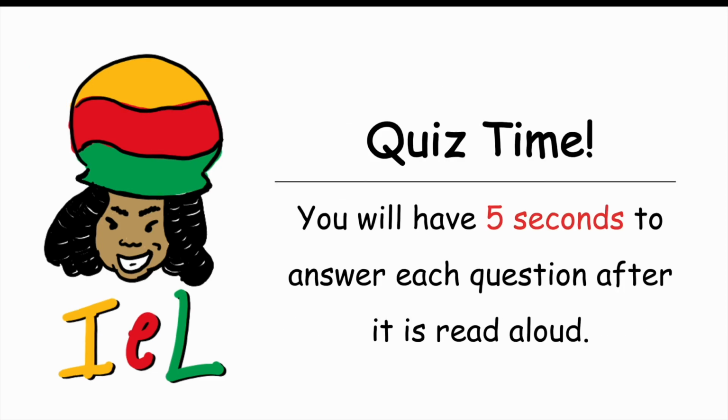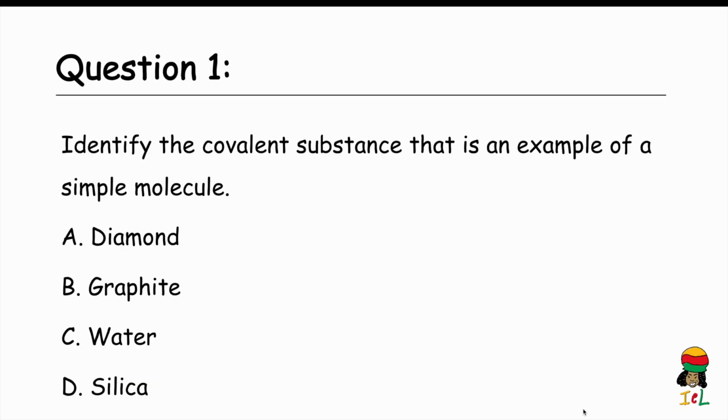It's quiz time. You have 5 seconds to answer each question after it is read aloud. Question 1. Identify the covalent substance that is an example of a simple molecule. A. Diamond, B. Graphite, C. Water, D. Silica. The answer is C. Water.